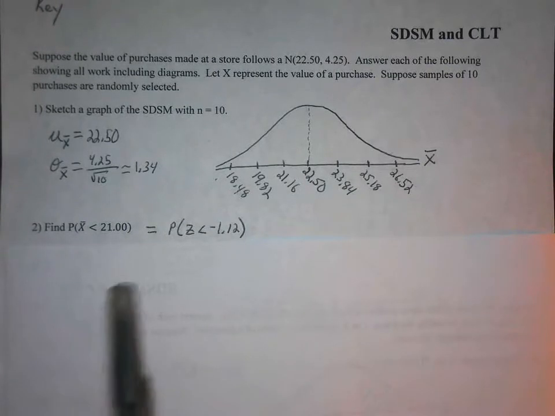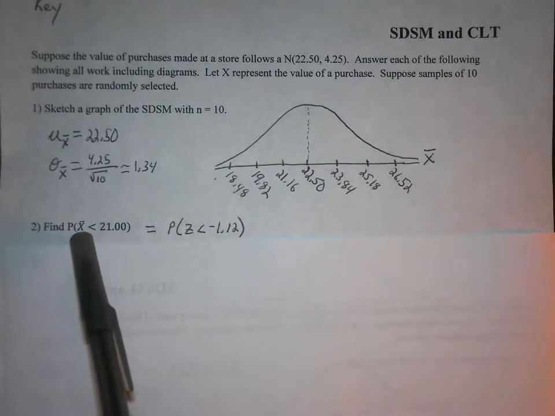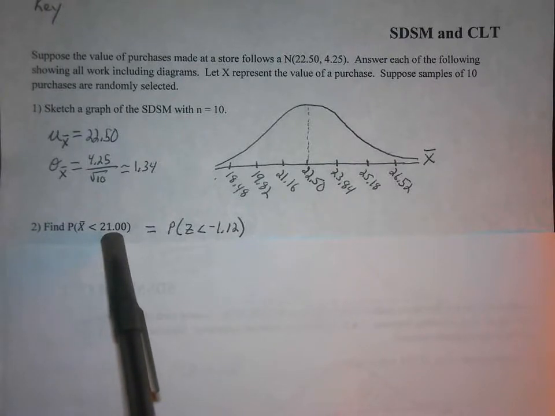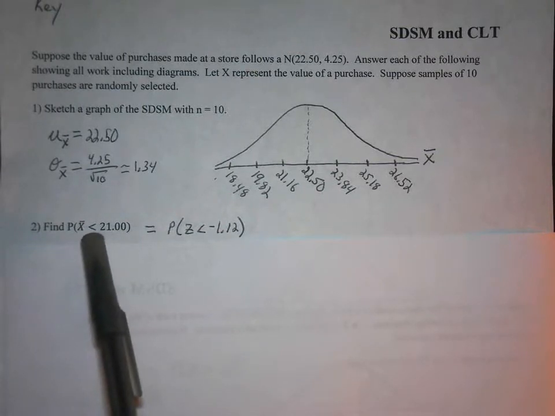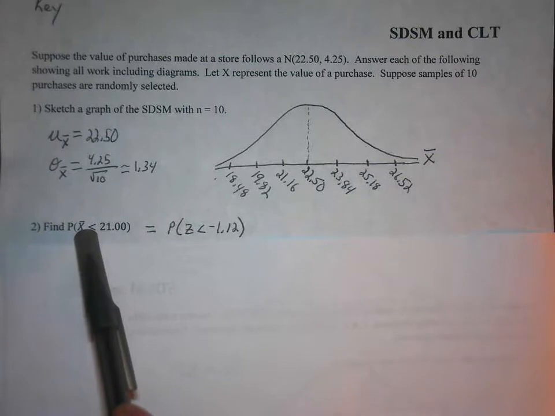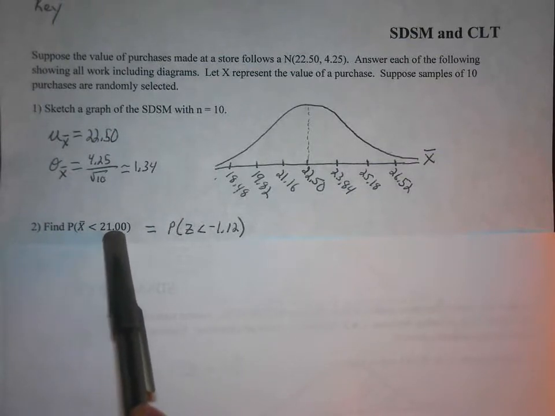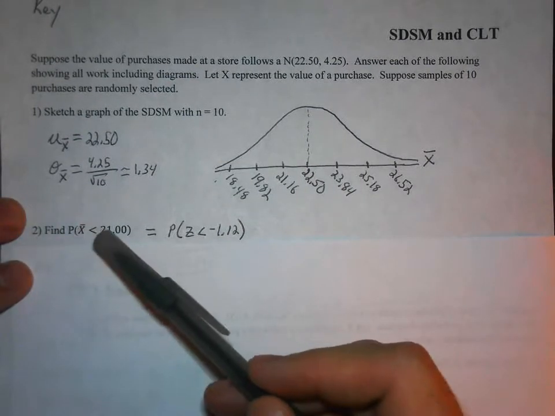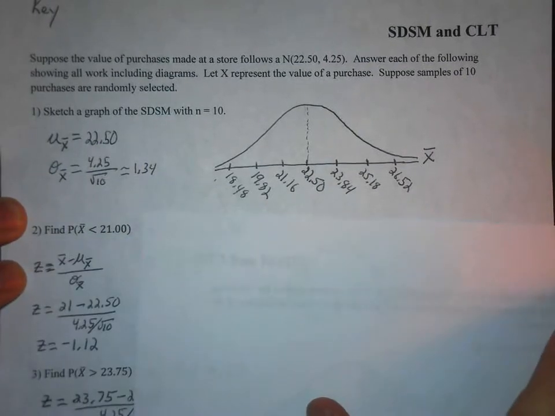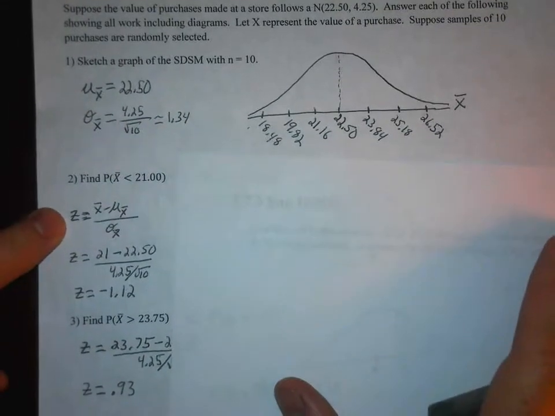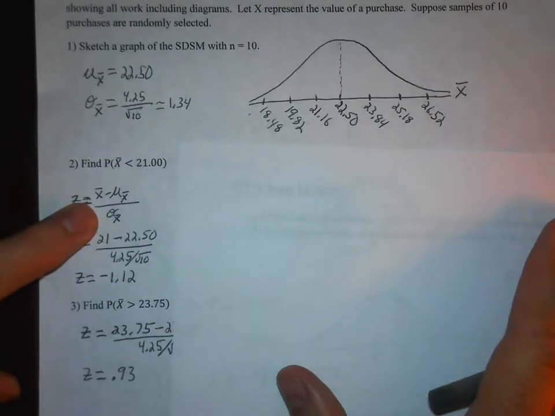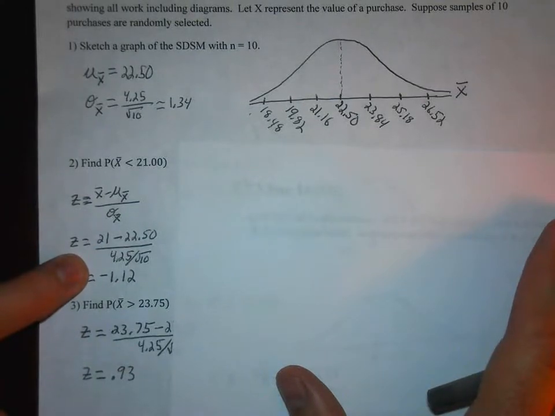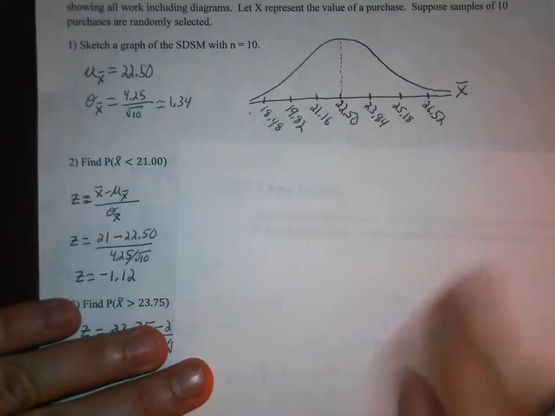In number 2, now you want to find the probability that a sample mean is less than 21. So if you choose 10 purchases, you want to find the probability that the mean purchase amount is less than $21. That's where you convert your X bar into a Z-score and then find the probability. You calculate the Z-score by X bar minus mu sub X bar over sigma sub X bar. Plug in your numbers, and this gives you a Z-score of negative 1.12.